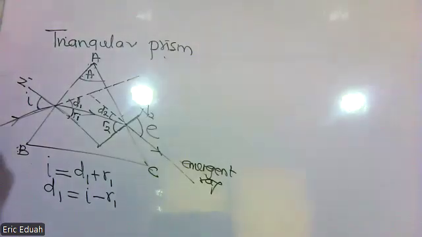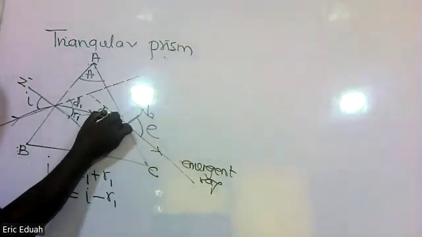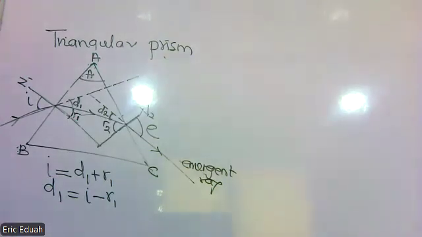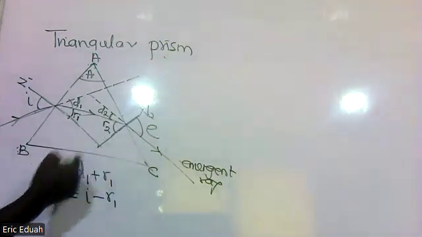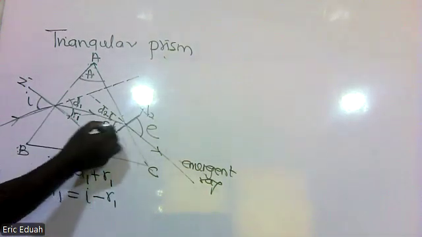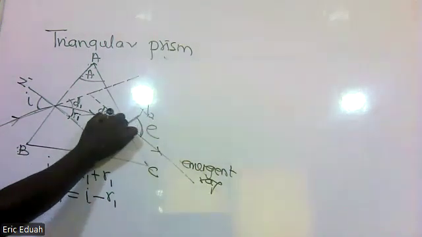Now we also want to determine this deviation, D2. So by vertically opposite angles as well, E is equal to this.